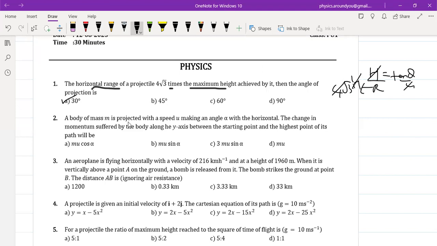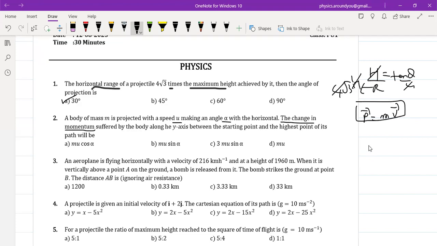A body of mass m is projected with the speed u at an angle alpha. They're asking the change in momentum. The extra concept, which you would already know from laws of motion, is that momentum is always given as the product of mass and velocity. That's it. Apart from this, the question doesn't have anything else to do with momentum. So how do we find the change in momentum suffered by the body?